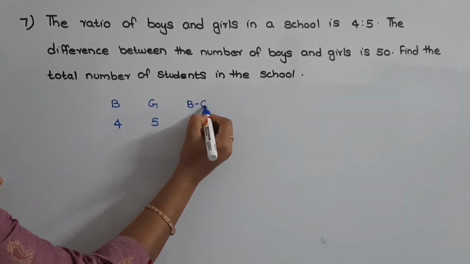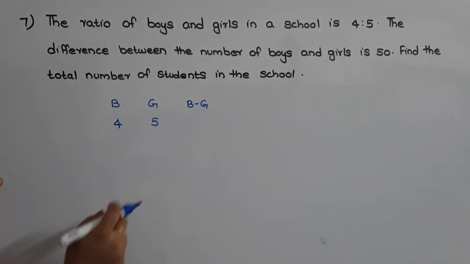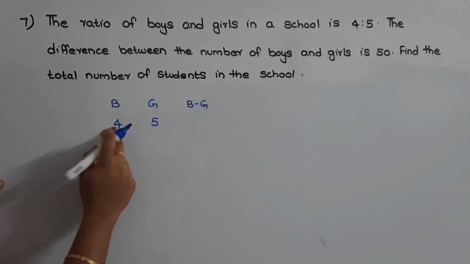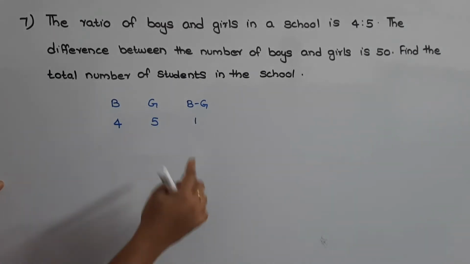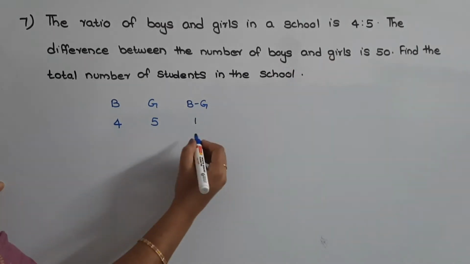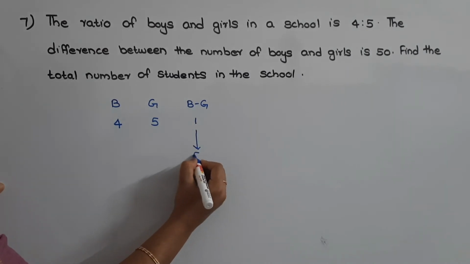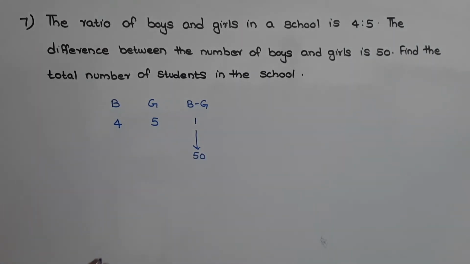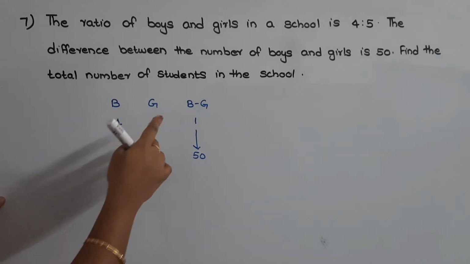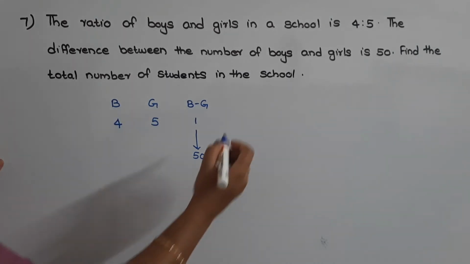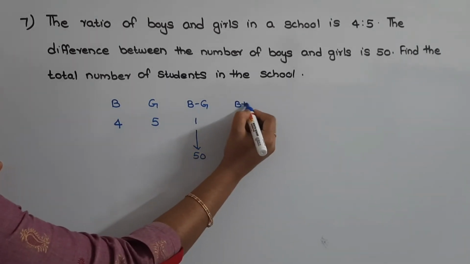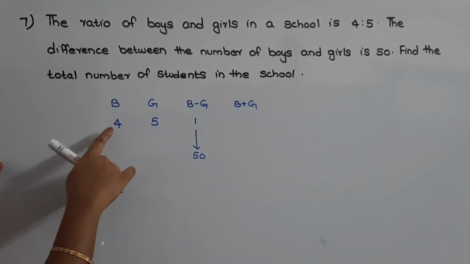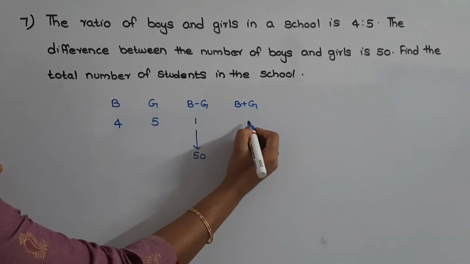difference between the ratio of the number of boys and girls. That is 5 minus 4, that is 1. And we can represent this 1 as 50. So we need to find out the sum of the number of boys and number of girls. So let us find out the sum of the ratios of the number of boys and girls. That is 4 plus 5, that is 9.